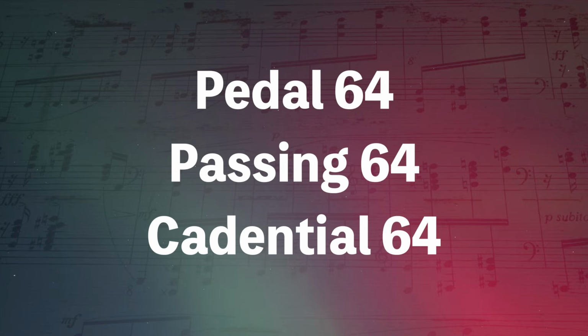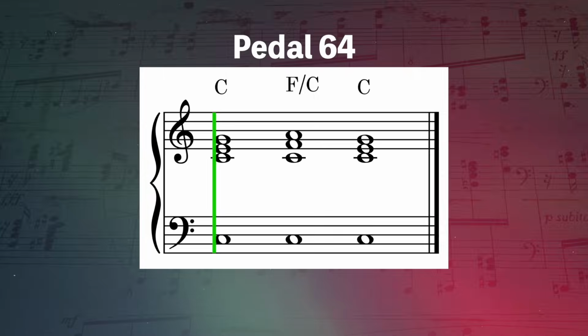The three times you'll usually use a second inversion chord, or 6/4 chord, are the pedal 6/4, the passing 6/4, and the cadential 6/4. The pedal 6/4 is when you hold the same note down in the bass, which is called a pedal, and change the chord on top. The passing 6/4 is when you pass from one inversion of a chord to another.